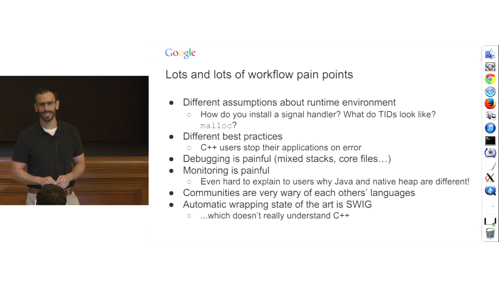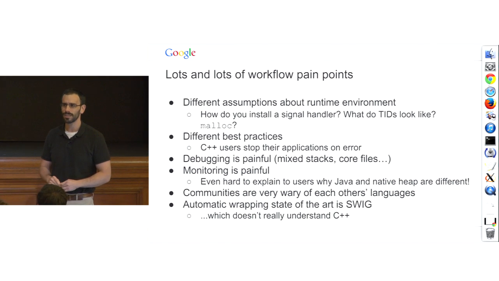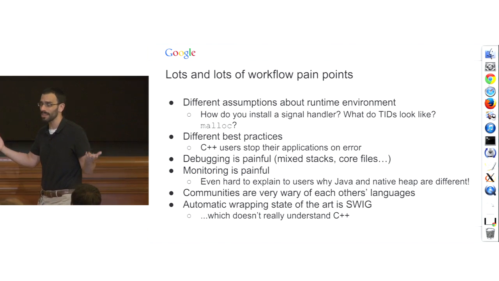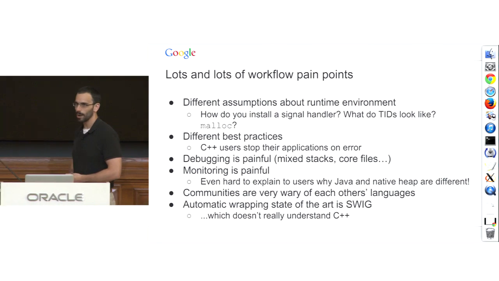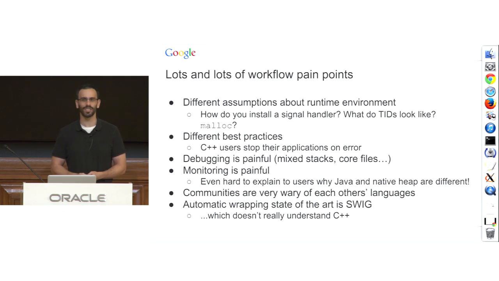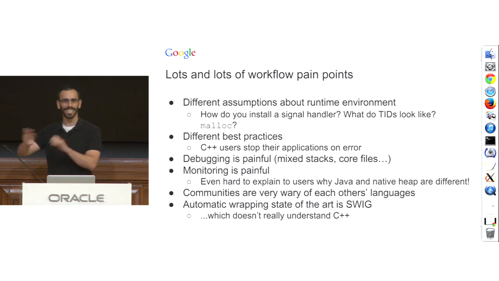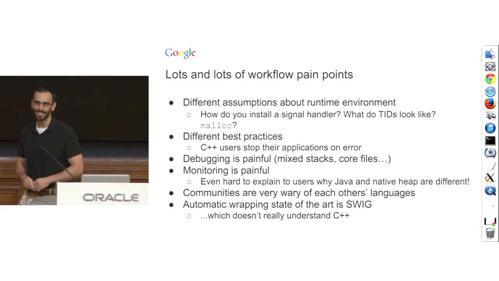You have different best practices. C++ users simply write their programs differently from Java users. You get things like, well, when there's an error, just crash, and somebody can clean up later, right? They don't throw exceptions.